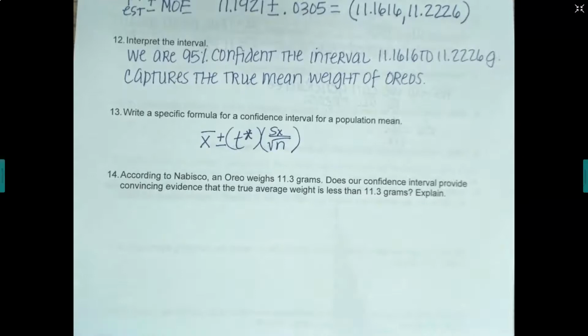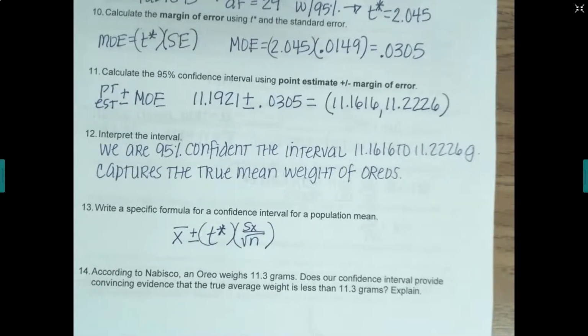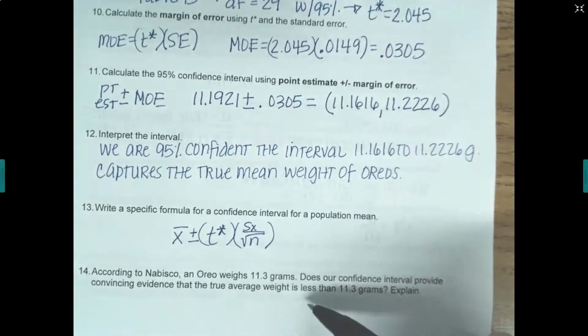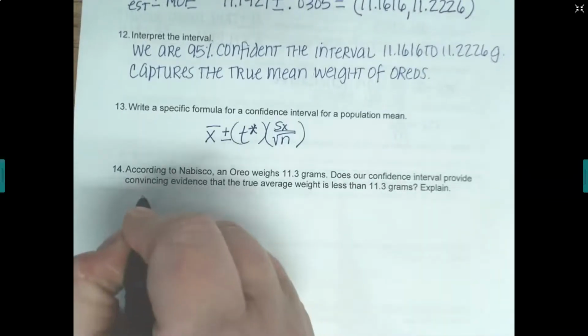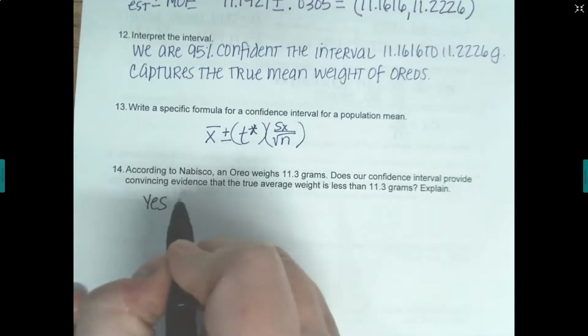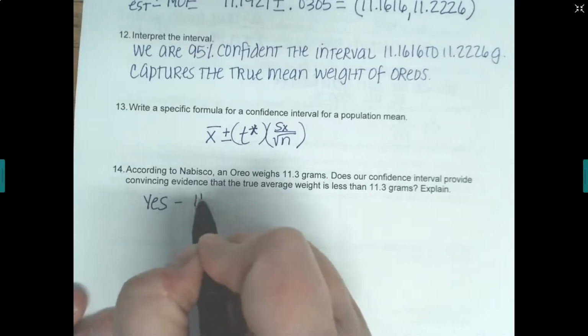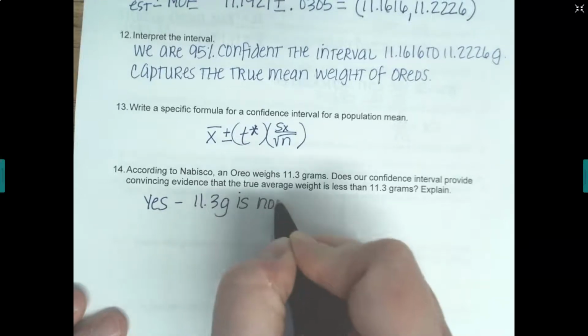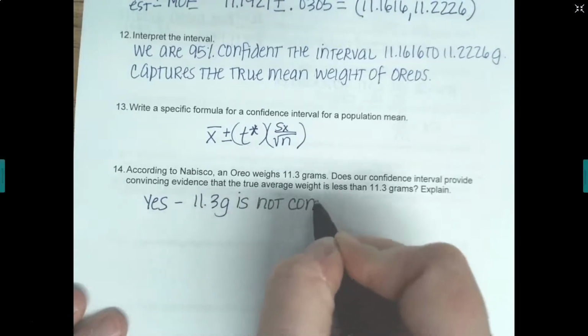Now, according to Nabisco, an Oreo weighs 11.3 grams. Does our confidence interval provide convincing evidence that the true average weight is less than 11.3 grams? Explain. Well, look at our confidence interval. It starts and ends less than 11.3 grams. So yeah, we have convincing evidence. 11.3 grams is not contained in our interval.